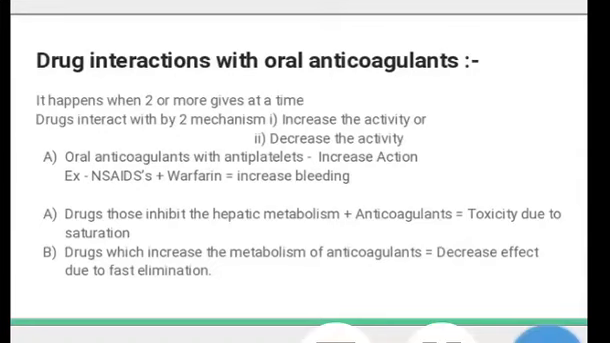The third mechanism is drugs which increase the metabolism of the anticoagulant. If these drugs are prescribed with an oral anticoagulant, what do they do? They decrease the effect of the anticoagulant. How? Because if they increase the metabolism, then the drug is eliminated fast from the body, and due to fast elimination, the effect will be decreased and availability also decreases.